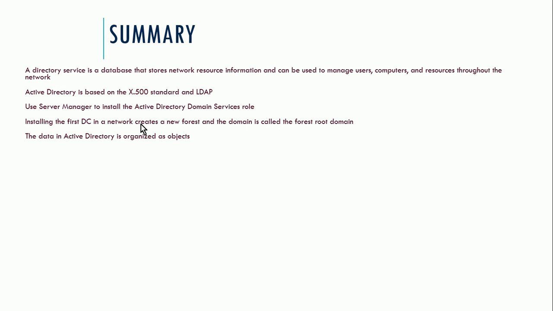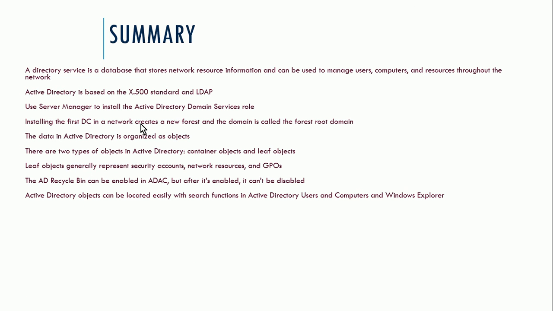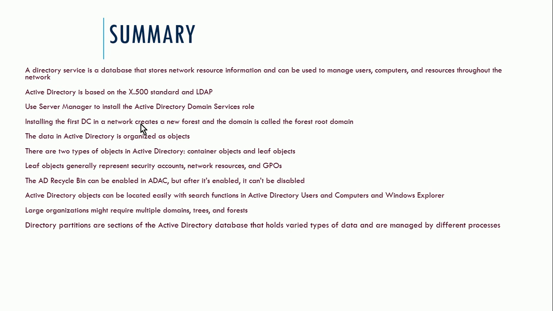We talked about using AD to organize objects. We talked about the container objects and leaf objects. We talked about how leaf objects generally represent security accounts, network resources, GPOs, and so forth. We talked about the recycle bin, and that if you turn that on, you can't turn it off without reinstalling everything, but it's good to have so you can revert back to an older setting if you make a mistake. We talked about AD objects that can be located easily and searched using the AD tools. We talked about the ability or the need to create multiple domains, trees, and forests, and how that can add complexity, but sometimes it's something that we need to have.